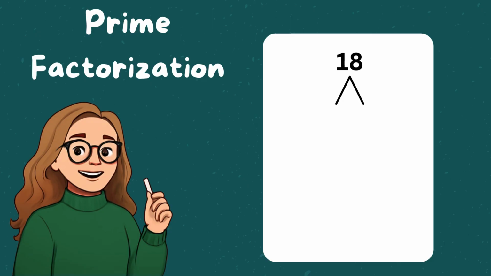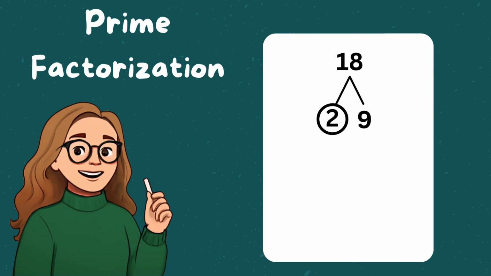So the first thing we ask ourselves is what two numbers multiply together to give us 18? I chose the numbers 2 and 9. 2 times 9 equals 18. So these are two of our factors for the number 18. Now I circled the number 2 because it is a prime number, so it can't go any further. That's the end of that part of the tree.